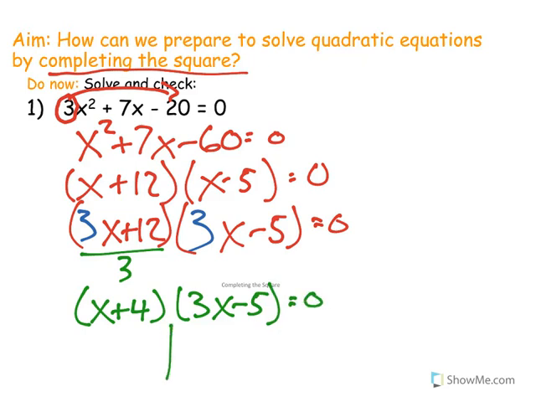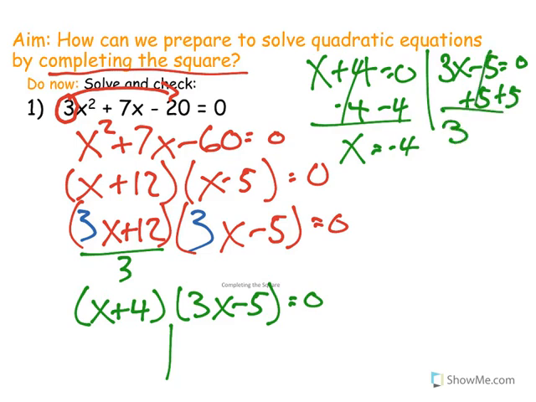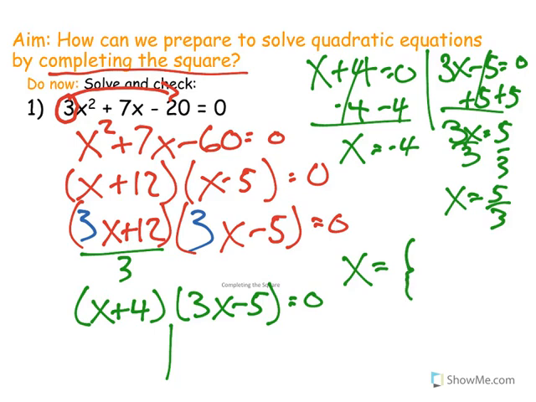So now we split it up. X plus 4 equals 0. 3x minus 5 equals 0. The one on the left is the easy one, right? So x is -4. And this is going to be our fractional root, which turns out to be 5/3. So if we wanted to write it as a solution set, we have -4 and positive 5/3.